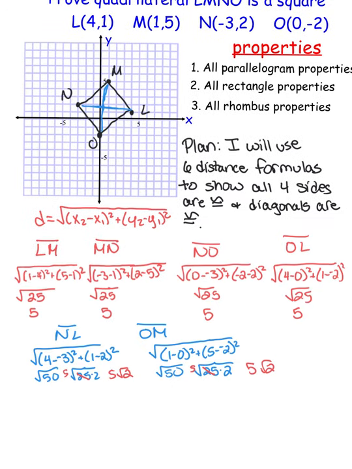Okay, so I did all of the distance formulas while the video was on pause. And if I look at it, side LM is 5, side MN is 5, side NO is 5, and side OL is 5. That means all 4 sides are congruent. When I did the diagonals, I get that NL and OM are also the same length, so they're congruent.